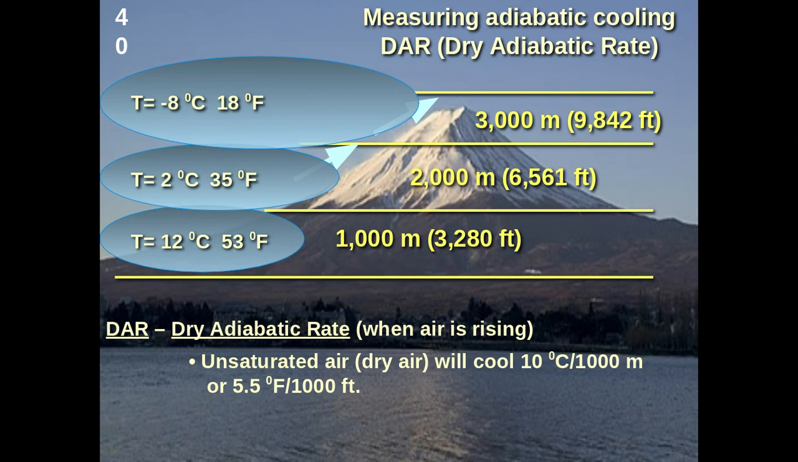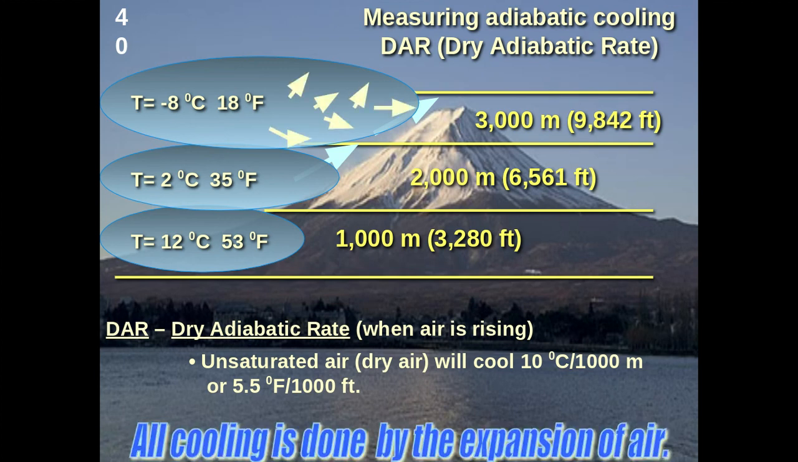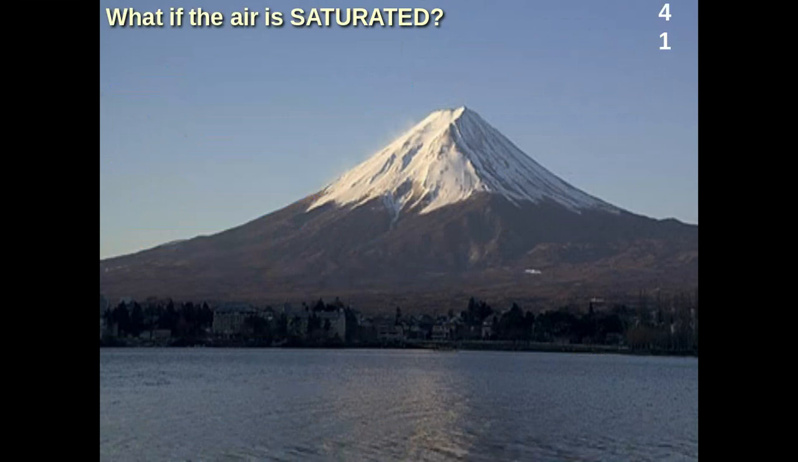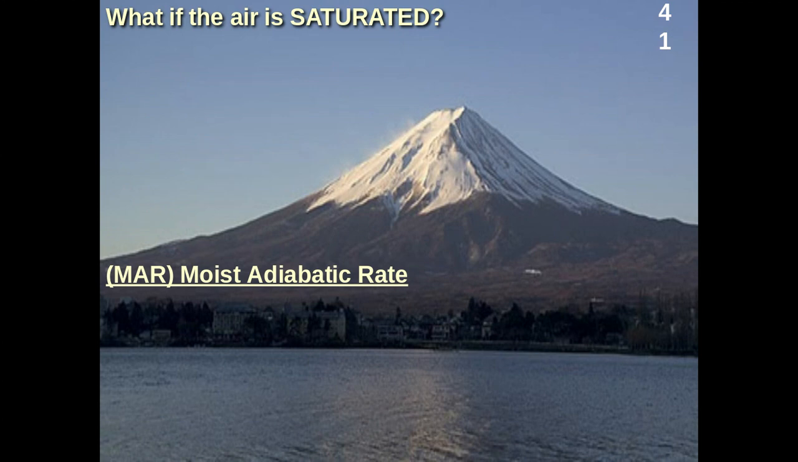Now, what if we allow the air to be saturated? So now the air is going to have moisture and relative humidity is going to be pretty close to 100%. So in this case, we're going to use our same mountain, but now we're going to look at the air parcel if it is saturated. And this is known as the moist adiabatic rate, or the MAR.